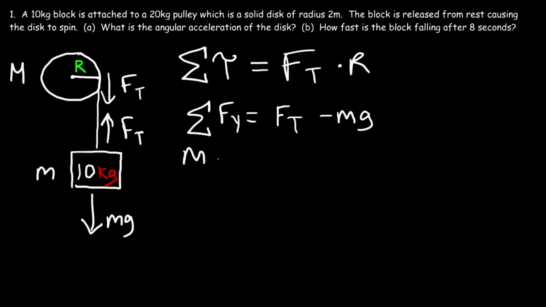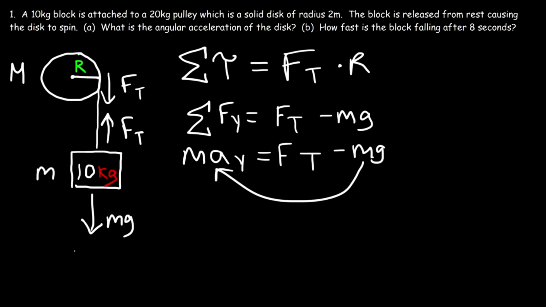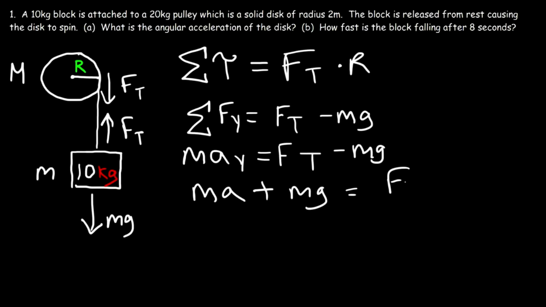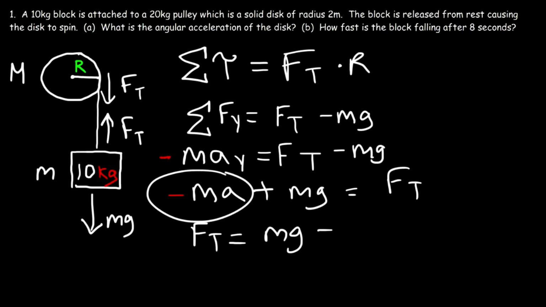Now the net force, based on Newton's second law, is mass times acceleration. So let's solve for the tension force. Let's move this term to that side. So ma plus mg, where a is in the y direction, is equal to the tension force. Now here's a question for you. ma, should it be positive or negative? Because the block is accelerating in the negative y direction, it's going down, we need to put a negative in front of it. So we could say that the tension force is equal to positive mg minus ma.